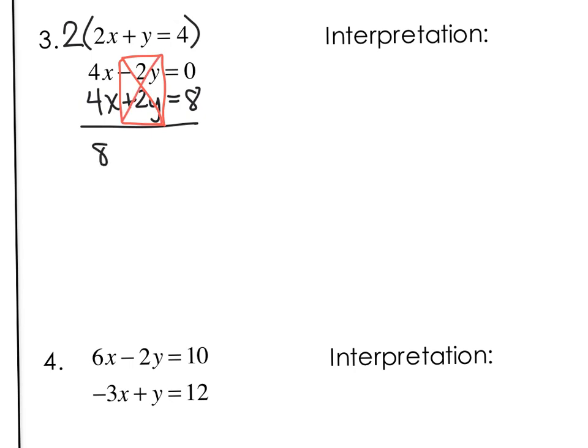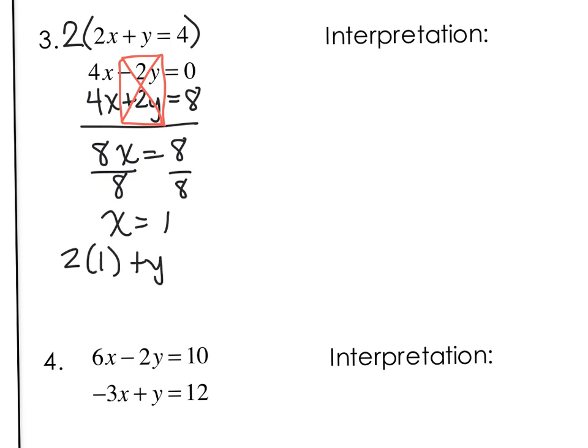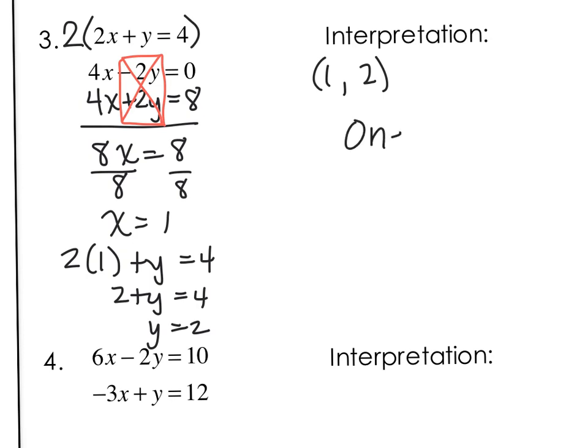So I'm left with 8x equals 8. Divide by 8, so x equals 1. Okay, now I can plug that into either equation. I'm going to choose the first one. So 2 times 1 plus y equals 4. So 2 plus y equals 4. So y equals 2. So I have a solution, which is (1, 2). So my interpretation of this is there is one solution. We know that because it works out for one value of x and y.